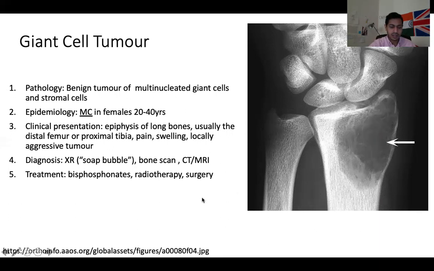So diagnosis: X-ray, bone scan, CT, MRI. This is a soapy bubble appearance, which is commonly seen in tumors such as this. It's not lytic; it's purely a soap bubble. Treatment would be bisphosphonates. Once again, radiotherapy in this case and surgery to remove this part of the bone which is affected.